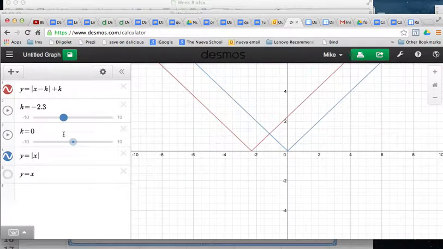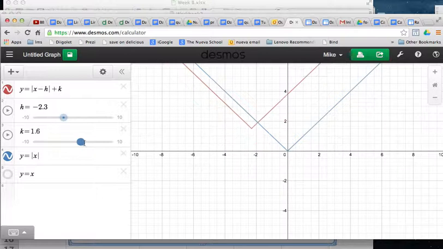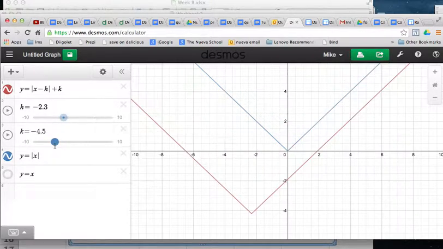And what's going to be the effect of k? Well, let's mess around with that. As I move k, it shifts up and shifts down.